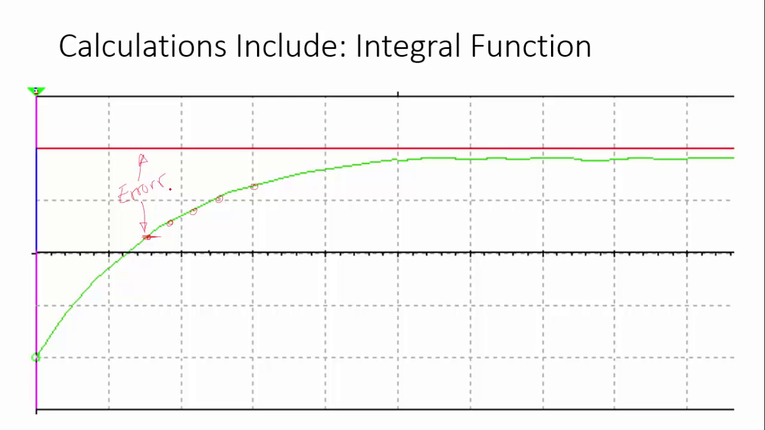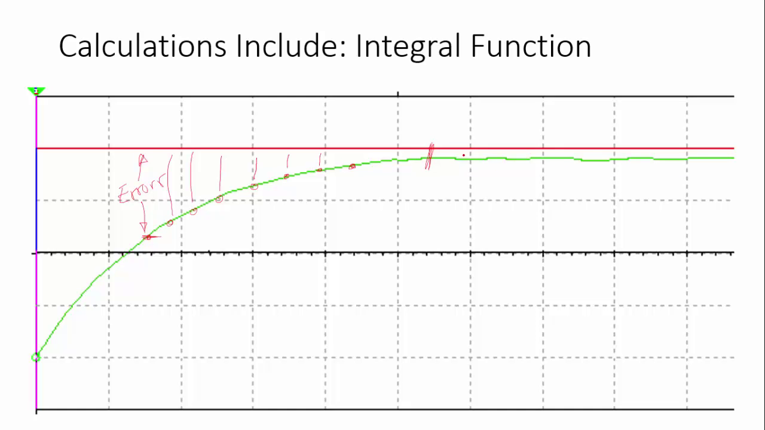And as the process comes up, I have more error here. I still have error, so the derivative term is taking effect here. I have more error, but notice that my error is reducing. I'm getting less and less error in the system. So as I get less and less error, my derivative term is going to have less effect on the control of the system. Right now, the integral term really isn't doing much at all, but the derivative term is the one that's taking charge.